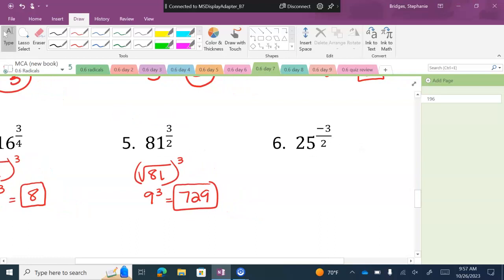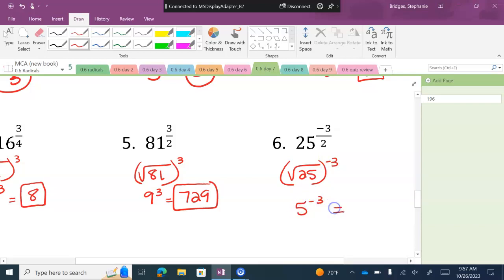This time I have 25 to the negative 3 power. So we have to remember about our negative exponents. The process is still the same. What root am I going to take of 25? The square root. Okay. And then I'm going to raise that to the what power? Negative 3rd.